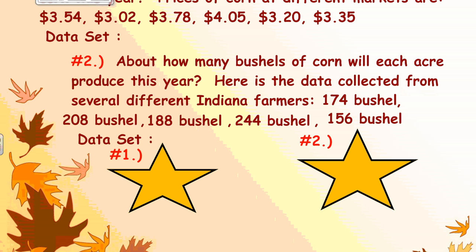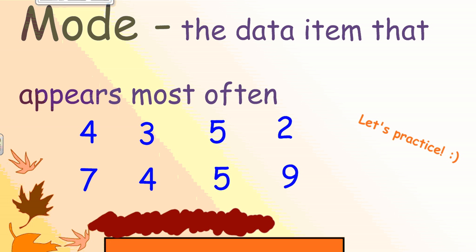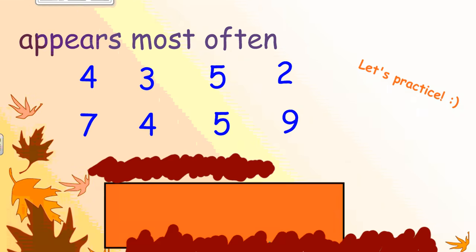Now we're ready for mode. The mode, as you could just tell, is the item that appears most often, or, as I was saying, mode. We hear it quite often. For this set of data, let's see if we can find the mode. Which number appears most often?